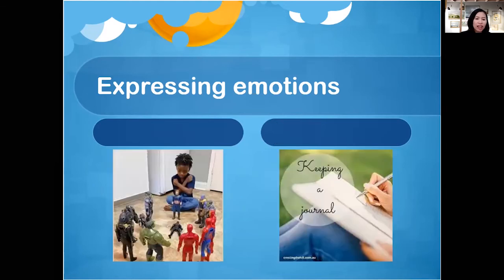Okay? I like this picture. See? This is the way children would express their emotions through play. So this was when Black Panther died. This kid is showing his grief through play. And I love this picture. That is so true when you deal with children. Makikita mo yan. Okay, one way also of expressing your emotion is through journaling.